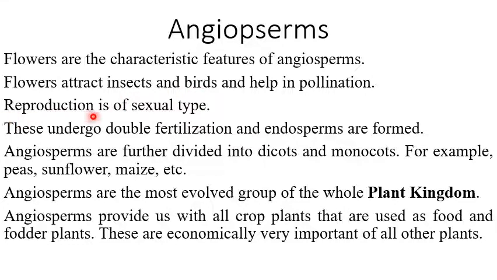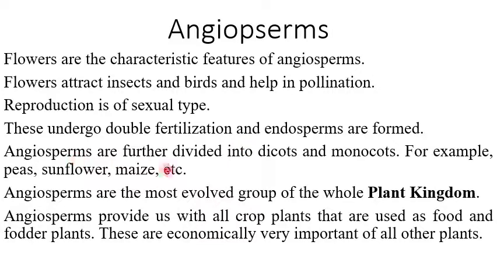Reproduction is sexual, but asexually by stem cutting and air layering, we can even produce angiosperms. These undergo double fertilization and endosperm is formed. Endosperm in angiosperms is triploid in nature because it is maternal as well as paternal. Maternal tissue is diploid and paternal tissue is haploid. When diploid and haploid tissue come together, it develops endosperm, and that is the endosperm of angiosperms.